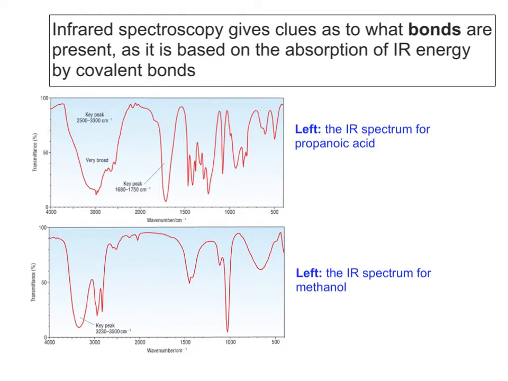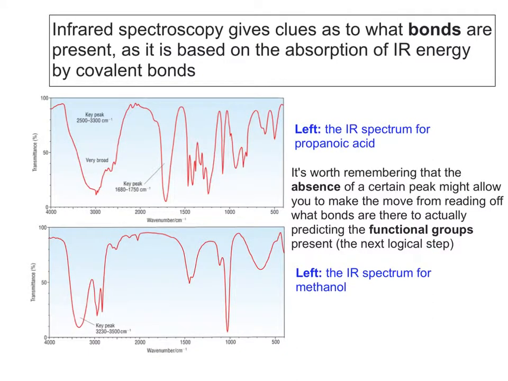So moving on to infrared spectroscopy, this gives you ideas about what bonds might be present, because it's technically based on the absorption of infrared energy by covalent bonds. So I've given you 2 typical spectra here, and it's also quite interesting to note how you can tell by the absence of a peak what might or might not be present. And what this allows you to do is to think a little bit deeper as to not just what bonds are present, but also what that might mean in terms of what functional groups are there.